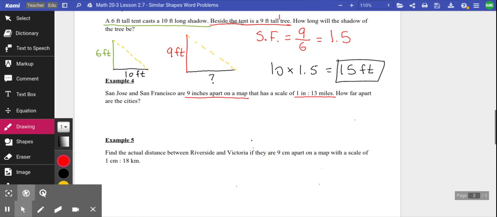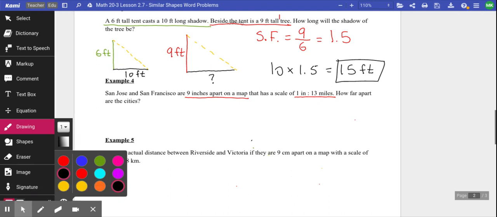If the map has a scale of 1 inch equals 13 miles, Reese, we're back on track. If a scale is 1 inch to 13 miles, how far apart are the cities actually? So 1 inch on a map equals 13 miles. That's on the map, right? 1 inch is 13 miles.